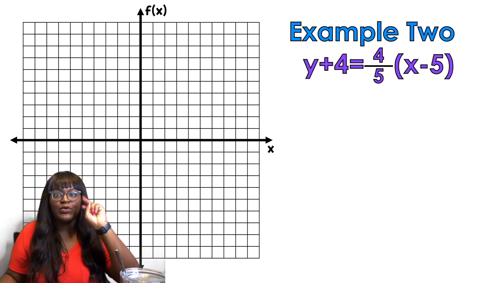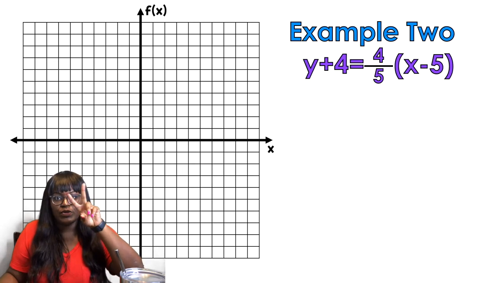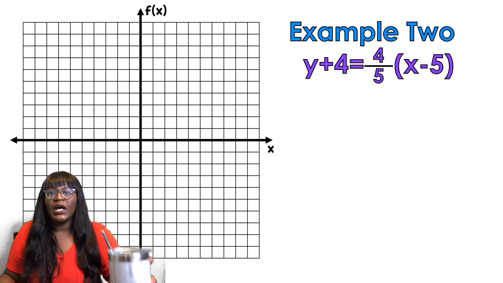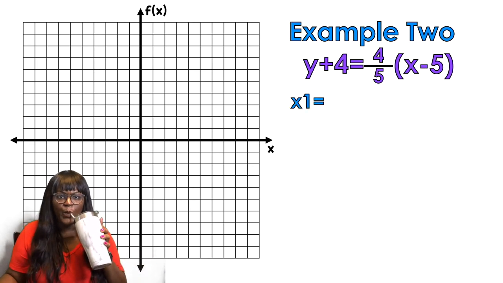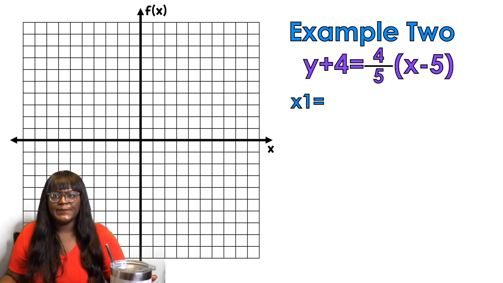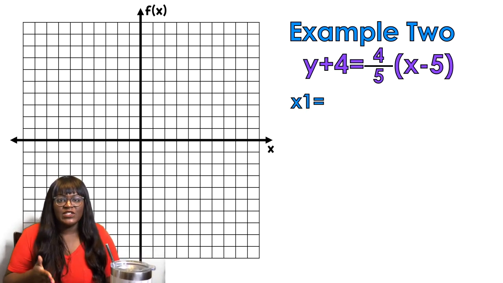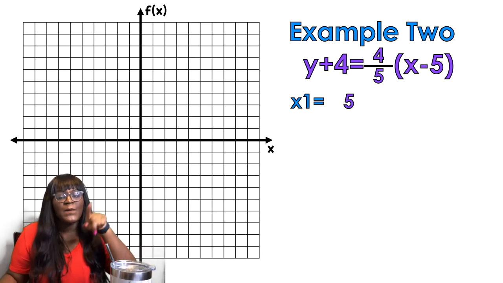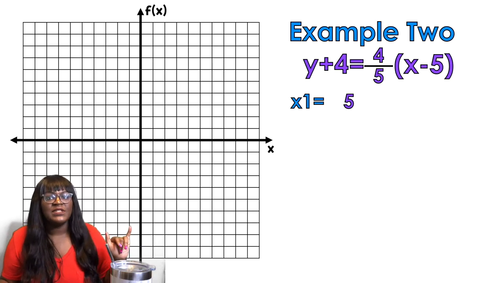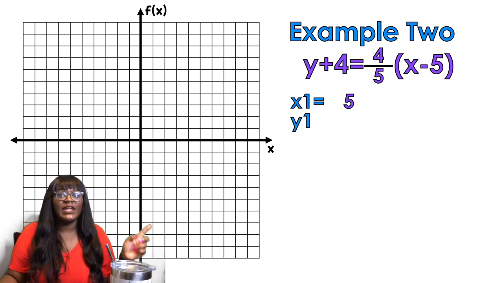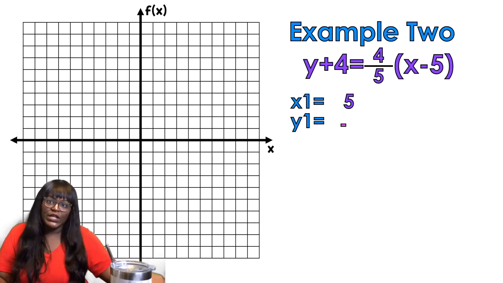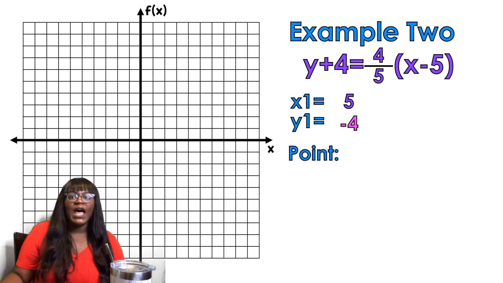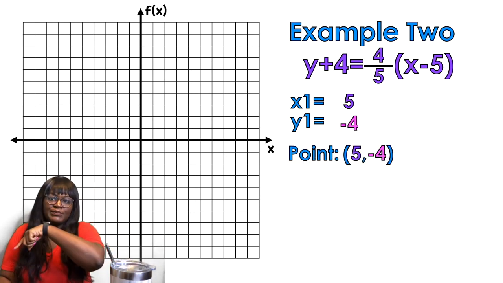Okay, example numero dos. We want to find out what x1 is. So remember, x minus x1, so the opposite of x1. So negative 5, the opposite of negative 5 is positive 5, and then the opposite of positive 4 is negative 4. So the point that we're going to plot is 5 comma negative 4.